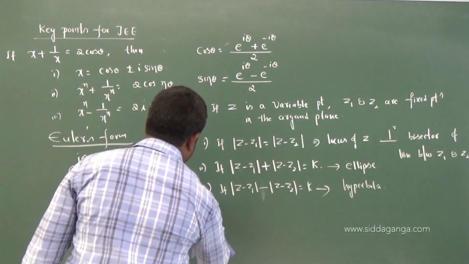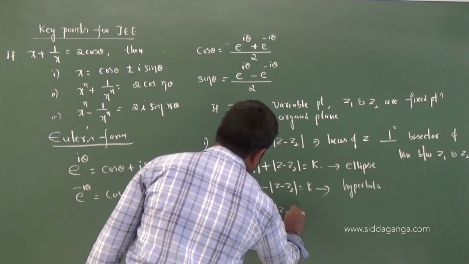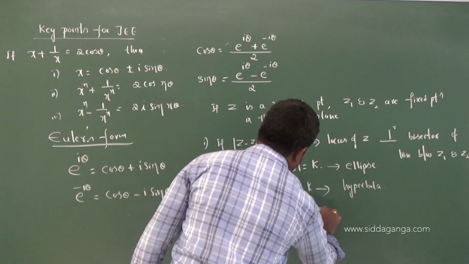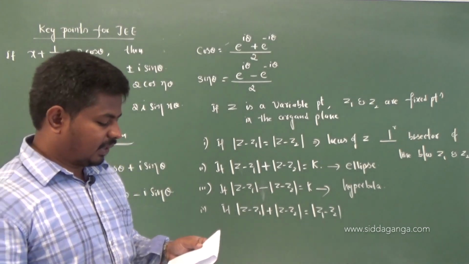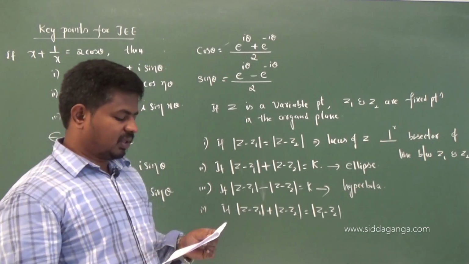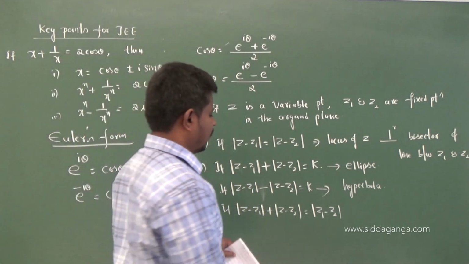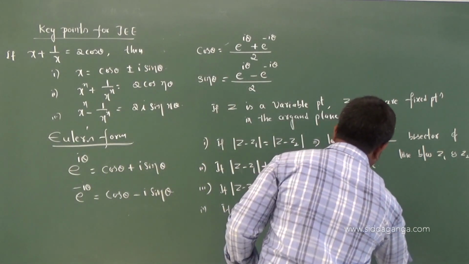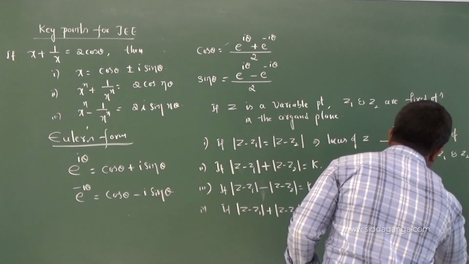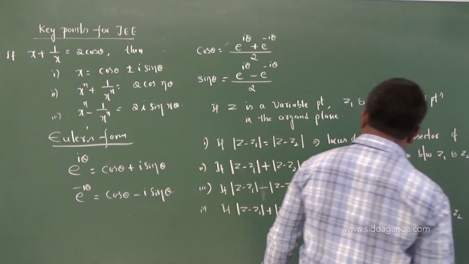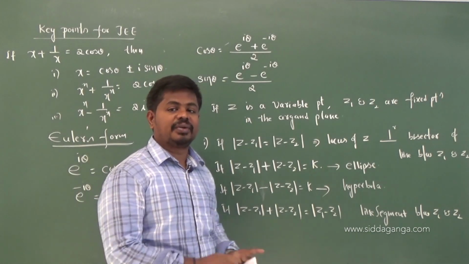Fourth point: if |z minus z1| plus |z minus z2| is equal to |z1 minus z2|, whenever this happens, the locus of z is on the line segment joining z1 and z2. If it happens, then the locus of z is on the line segment joining between z1 and z2.